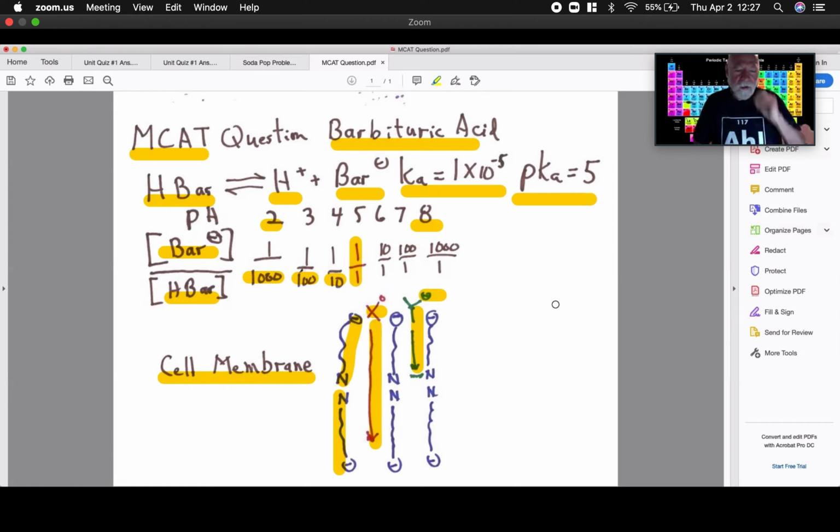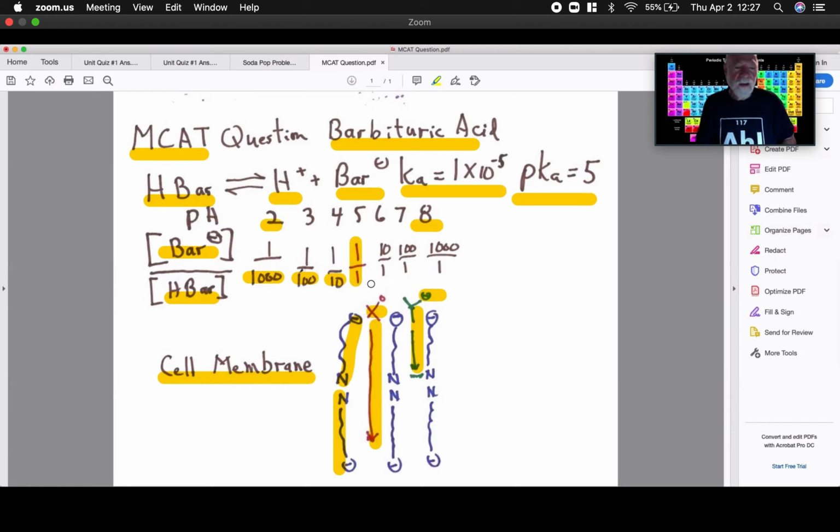The answer is the one with the neutral charge is the one that goes right through. So at a pH of 2, barbituric acid is mainly neutral. It'll go right through. And the small intestine will have a hard time going through because the charged form, which it mainly is, will not pass through. Okay, you ready for question B?